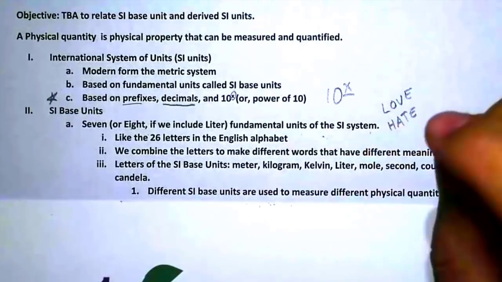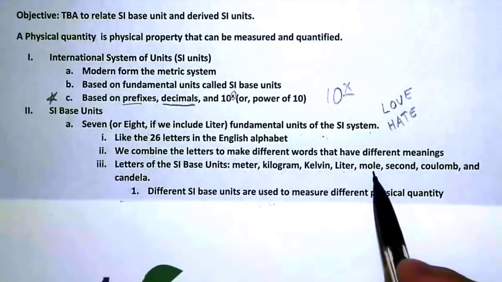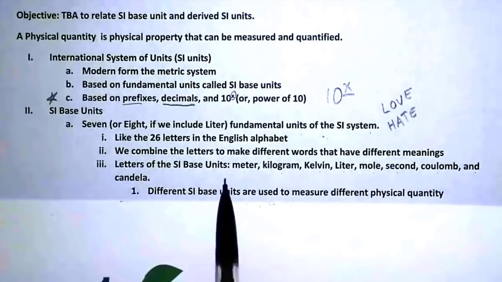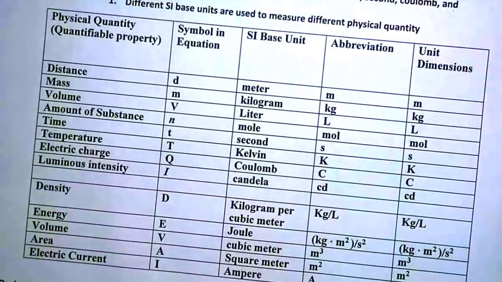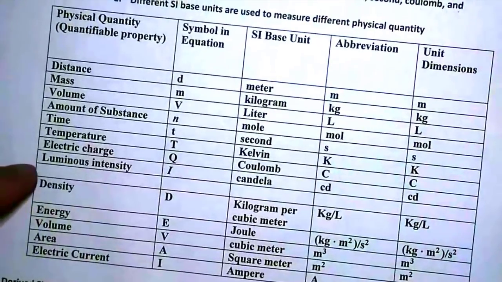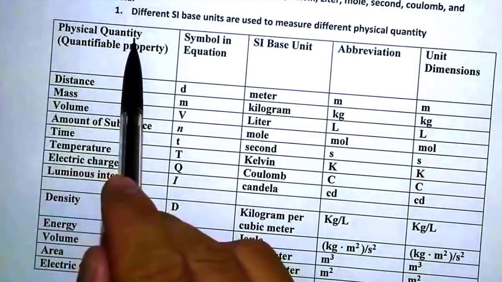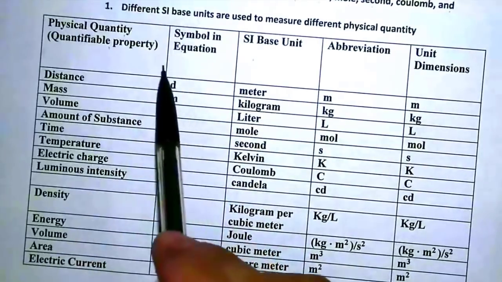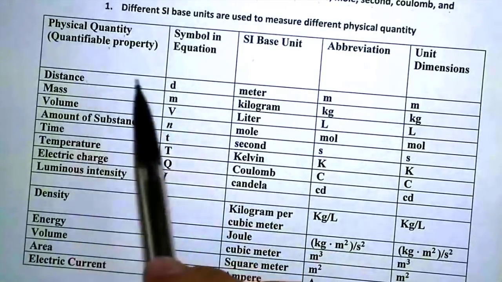In the SI system, there are only 8 letters, and the letters are meter, kilogram, Kelvin, liter, mole, second, coulomb, and candela. The properties of each of the SI base units are described in this beautiful table. The first 8 are the SI base units. If we look at this table, we have the physical quantity that each SI base unit will use to measure. Then we have the symbols that represent the physical quantity in an equation.